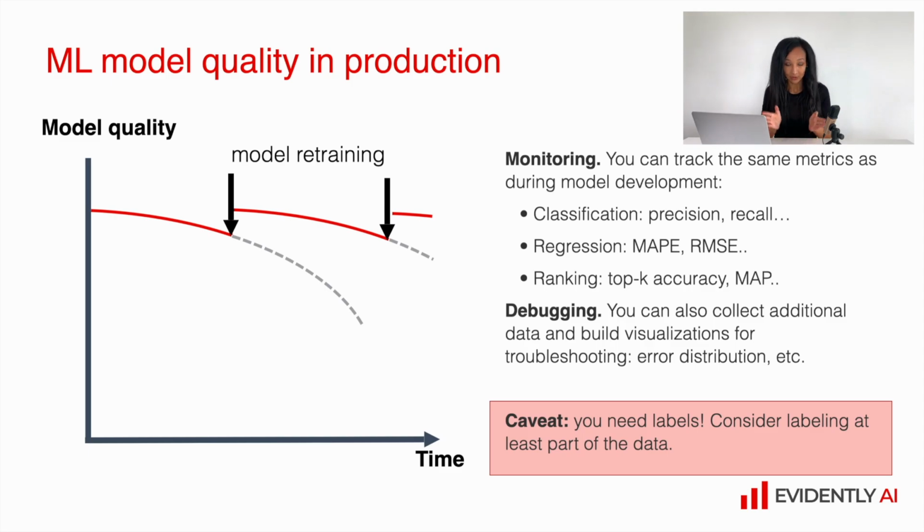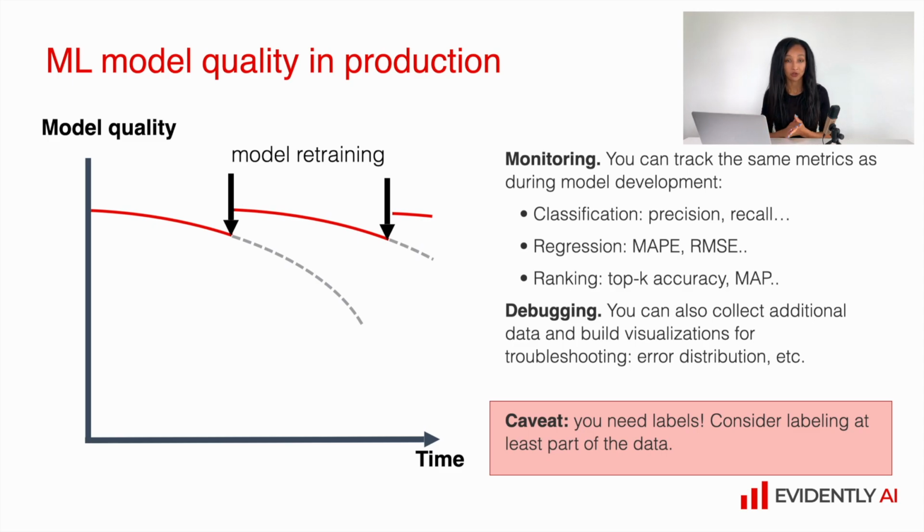So yes, you can track the same metrics during model development, and for example, if for classification you used metrics like precision and recall, you can keep tracking them in production. For regression, you can continue to use metrics like mean absolute percentage error or root mean squared error. For ranking, you can go to DCG, NDCG, or top K accuracy score. So whatever you used for experiments works for monitoring.